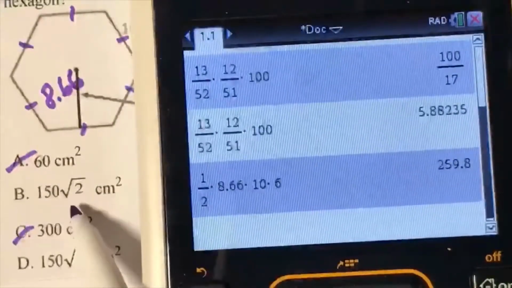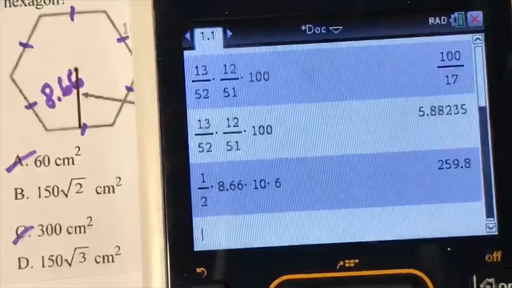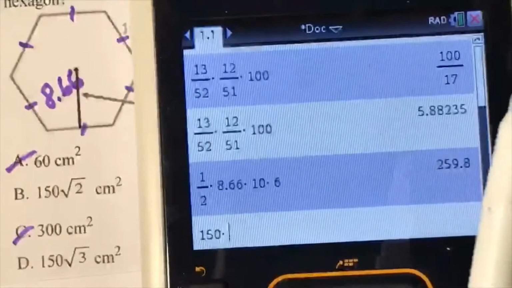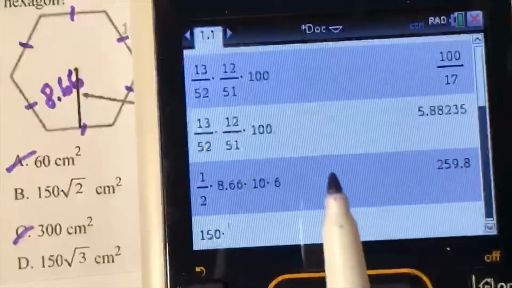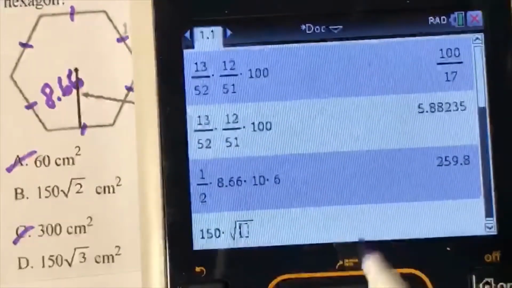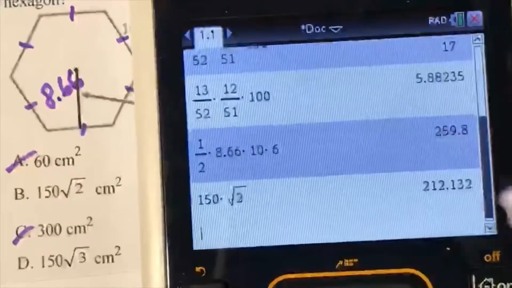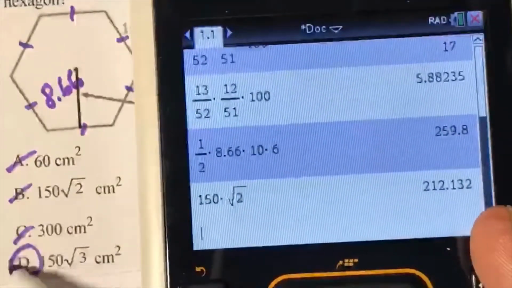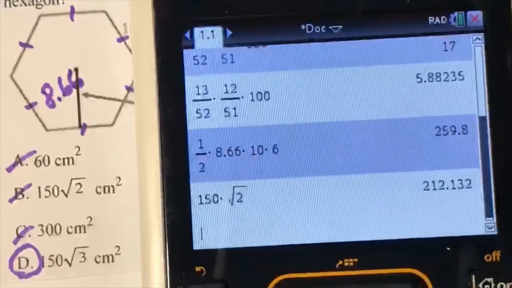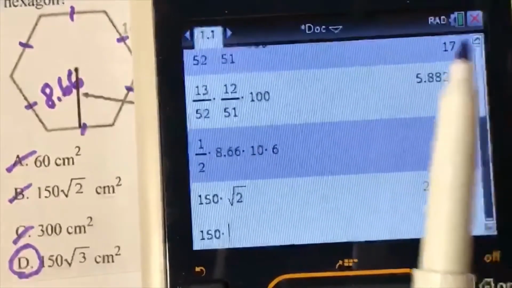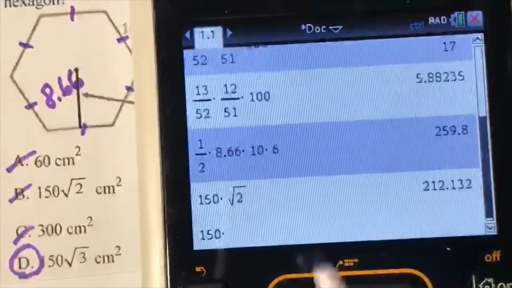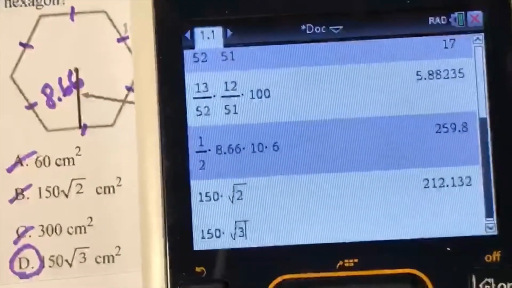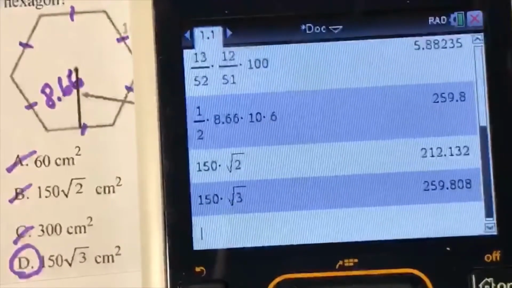That's 150 times the square root of 2. So just go here. 150 times control, x squared. It gets that square root symbol, and put 2 in there and press enter. And that's not it. Through process of elimination, it has to be D, but let's double check that. 150 times control, that's the yellow button here, and then x squared, and then put 3 in there, and there it is. See how it matched?